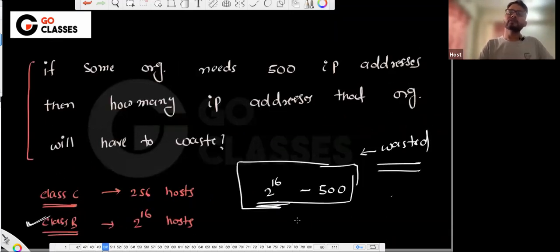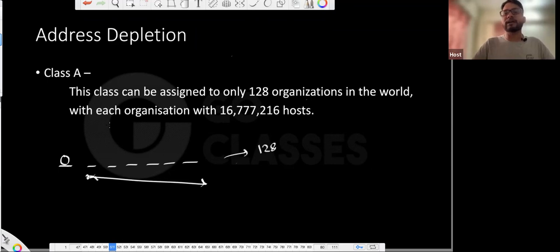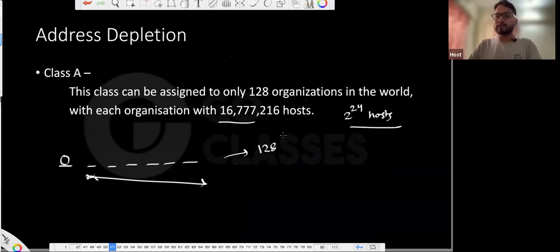Okay. So since there was too much wastage for most of the organizations, this idea became obsolete, and nobody is using it. So class A is basically having only 128 organizations in this world. Why? Because one bit is fixed, which has to be 0, and then you can change 7 bits. So it can be assigned to only 128 organizations, with each organization having 2 power 24 hosts, which is too much, right? In fact, nobody has this many hosts.